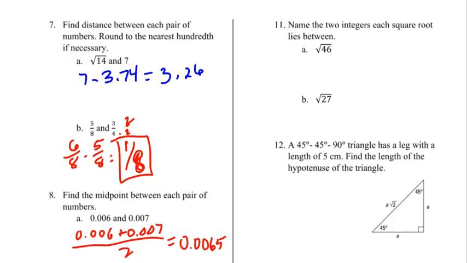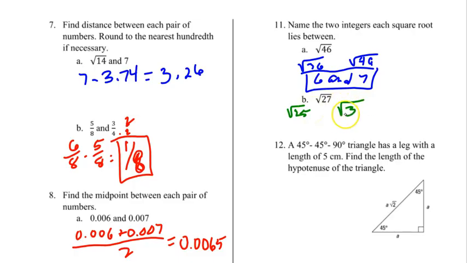Here we need to name 2 integers each square root lies between. So the perfect square before 46 would be the square root of 36, and the other side, bigger than 46, would be 49. Now the square root of 36 is 6, and the square root of 49 is 7, so it's going to be between 6 and 7. Next, the perfect square before 27 is the square root of 25, and the perfect square after 27 is the square root of 36. So this will be between 5 and 6.